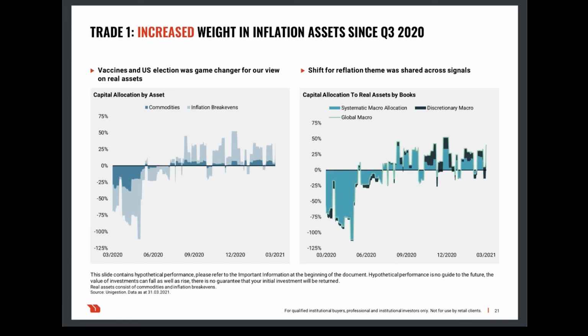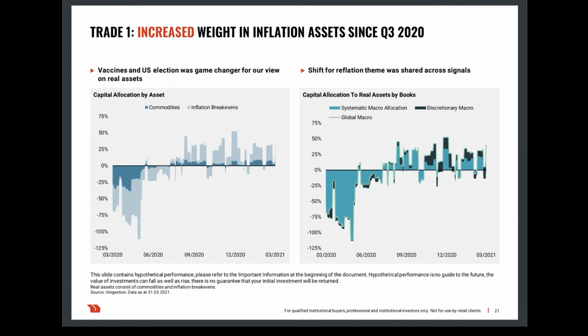On the right, we're looking at the same allocation, but this time broken down into the underlying investment processes of the strategy. As Mariel was mentioning before, the strategy is a combination of systematic and discretionary. You can see that by and large, this was a fairly consensus view across both of those investment engines. That led to a fairly high conviction view and has been one of the key return contributors so far this year.